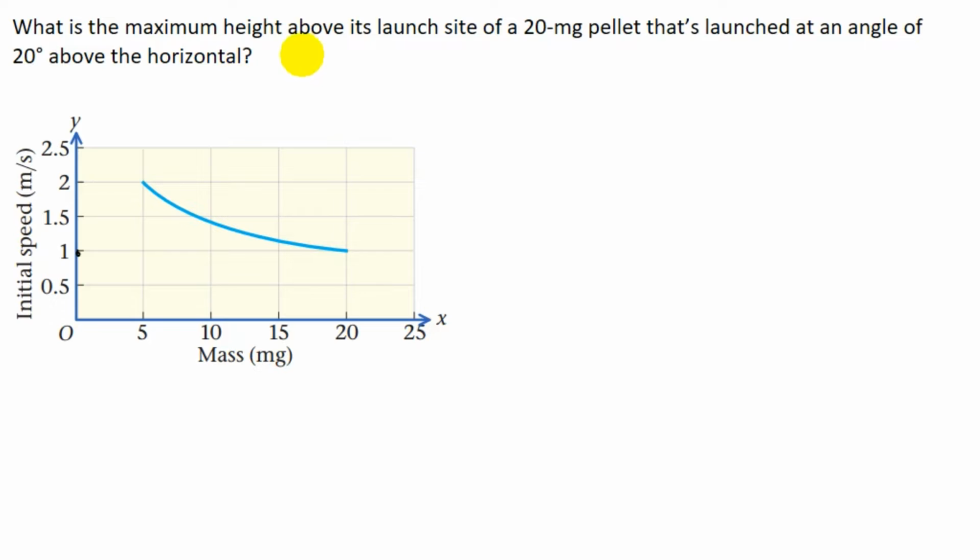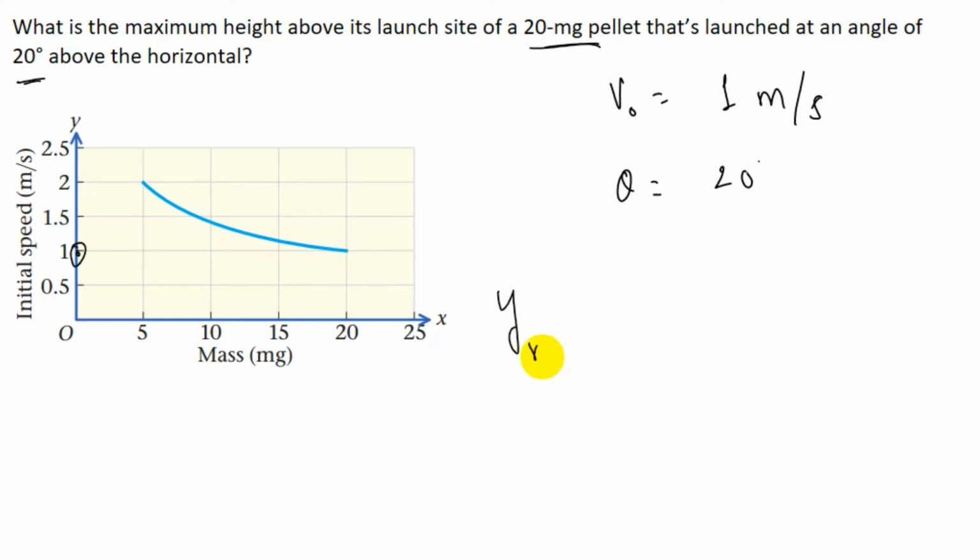The question asks: what is the maximum height above its launch site of a 20 milligram pellet that was launched at an angle of 20 degrees above horizontal? If the mass is 20 milligram, then it is launched at a speed of 1 meter per second. So we are given that V0 is 1 meter per second and theta is 20 degrees above horizontal, and we have to find the maximum height.